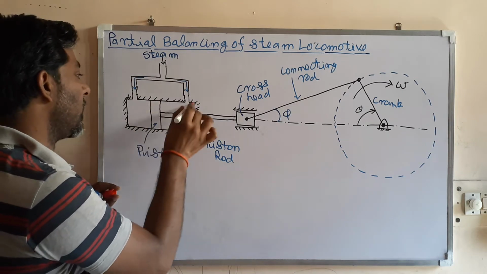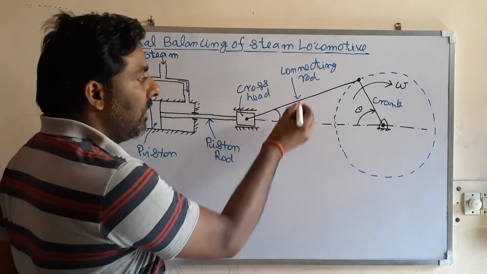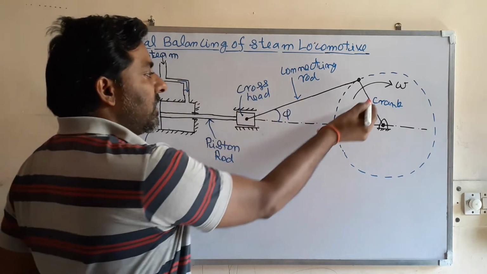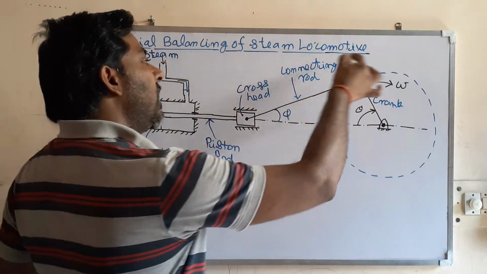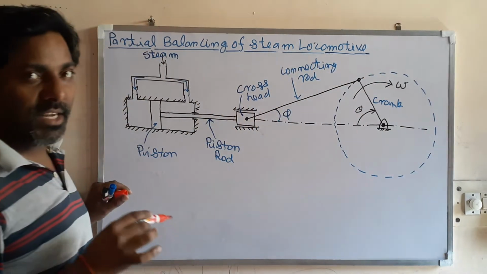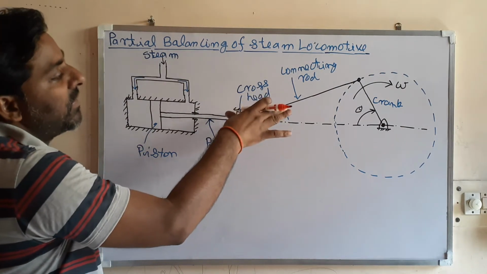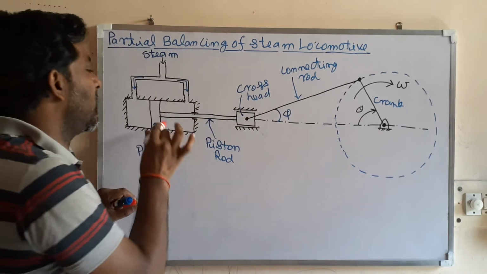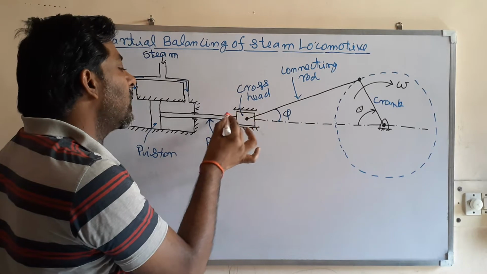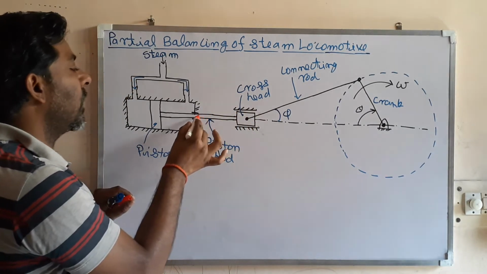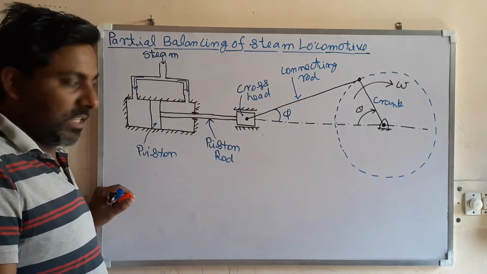So this is the piston, this is the cylinder, this is the piston rod, this is the cross head, then this is the connecting rod, and this is the crank. This is exactly what we did yesterday in the balancing of the reciprocating IC engine. Their balancing is exactly the same, because this constitutes one leg. Together, the cross head, piston rod and piston will be taken as the reciprocating mass for balancing purposes.